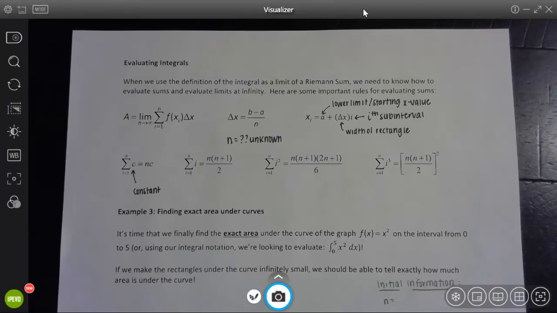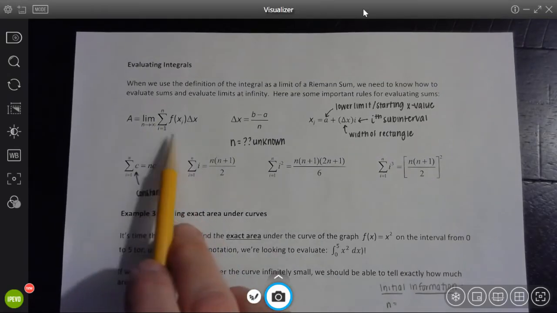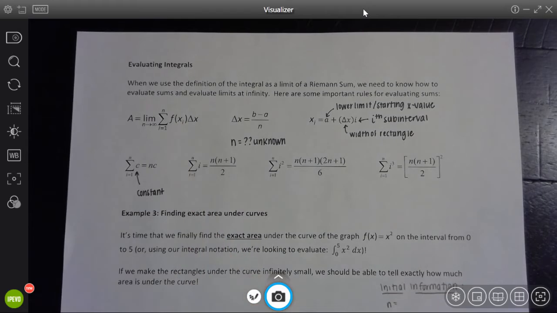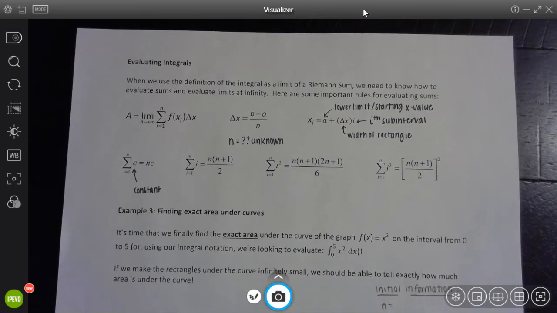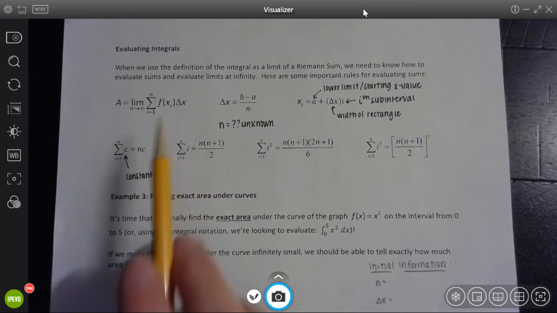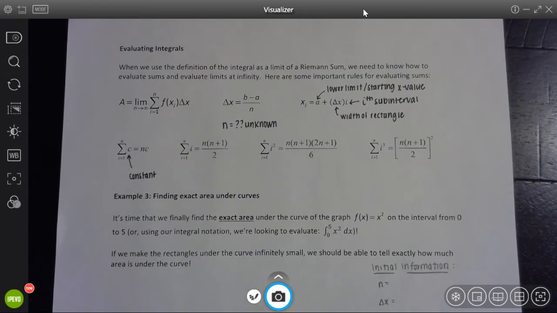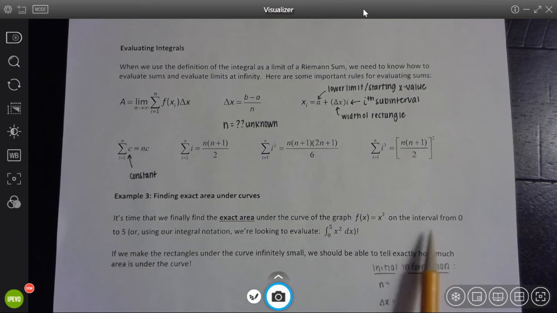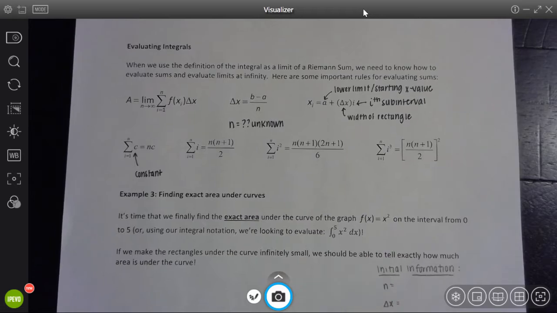Okay, so in class today, we were talking about Riemann sums, and we were talking about this limit as n approaches infinity of the sum of the areas of our rectangles, and we said that that relates to our integral. So we're going to use this idea to help us determine the exact area under the curve of our x squared function from 0 to 5, or the integral starting at the x value 0, ending at the x value 5 of this x squared dx.